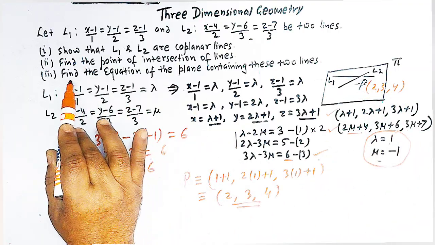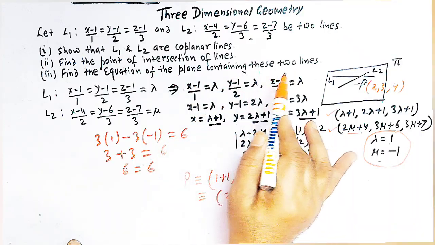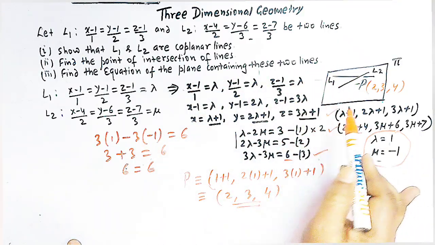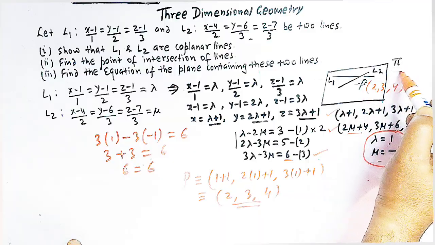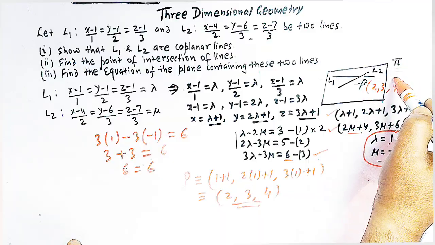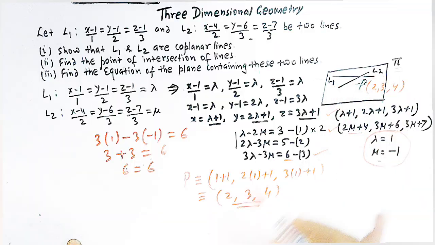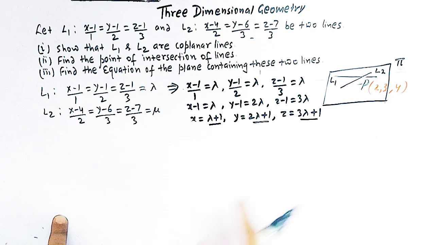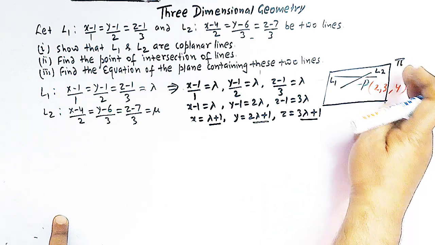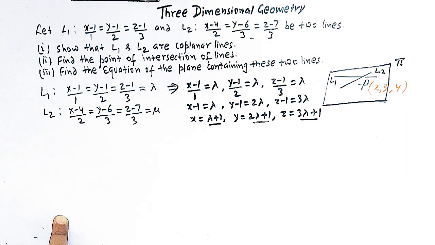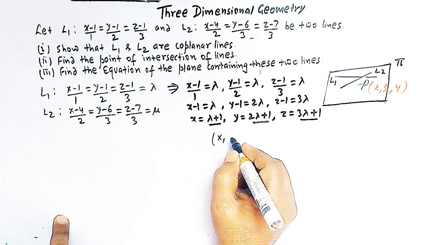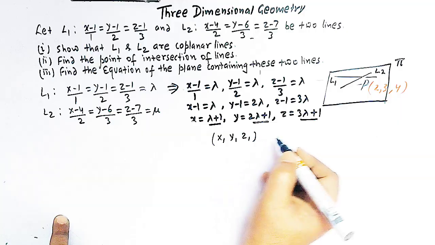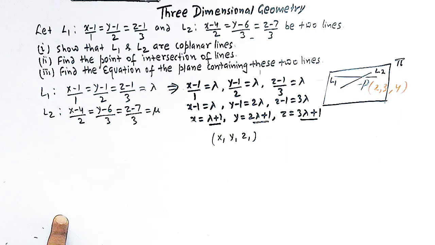So now let us find out the equation of the plane containing these two lines, right? Since these two lines are coplanar, let us find out the equation of the plane pi which contains these two lines L1 and L2. To get the equation of this plane pi, we'll make use of this concept, that is, the equation of a plane passing through three non-collinear points.